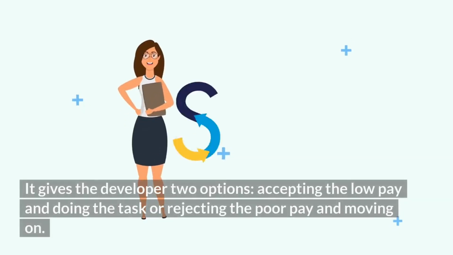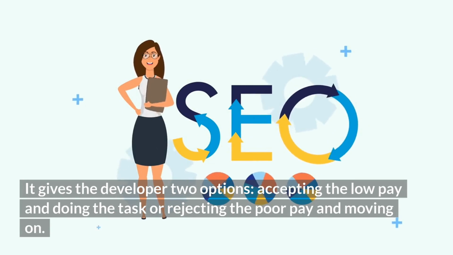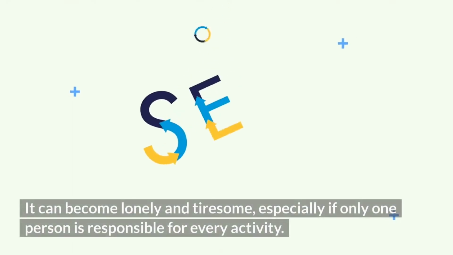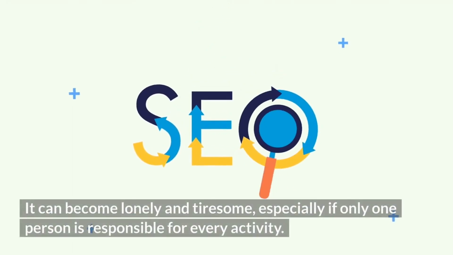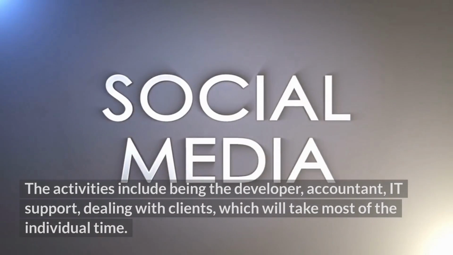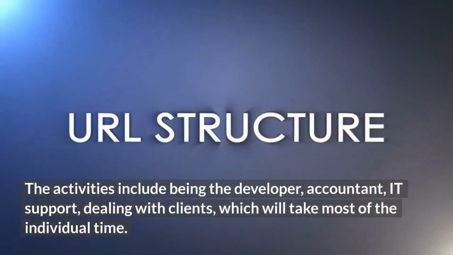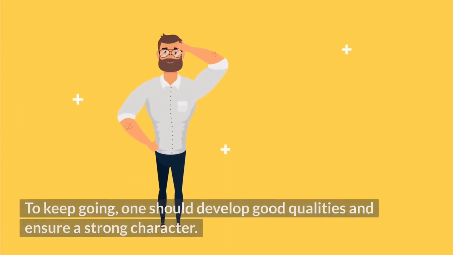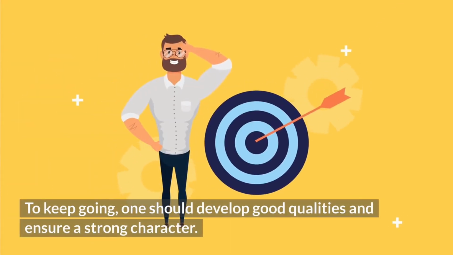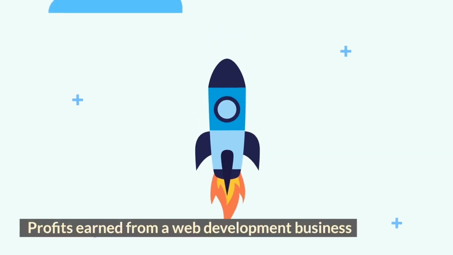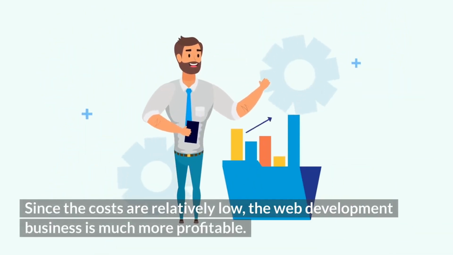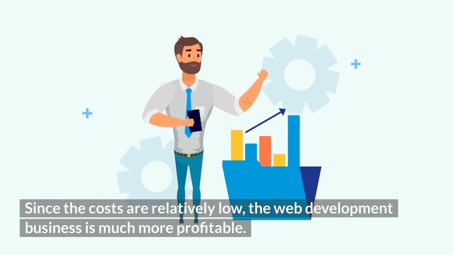The clients at a point can be stubborn. The requests can be outrageous while offering poor pay and threatening to go to somebody else. It gives the developer two options, accepting the low pay and doing the task or rejecting the poor pay and moving on. Both are disadvantages to the developer. It can become lonely and tiresome, especially if one person is responsible for every activity. The activities include being the developer, accountant, IT support, dealing with clients, which will take most of the individual's time. To keep going, one should develop good qualities and ensure a strong character.